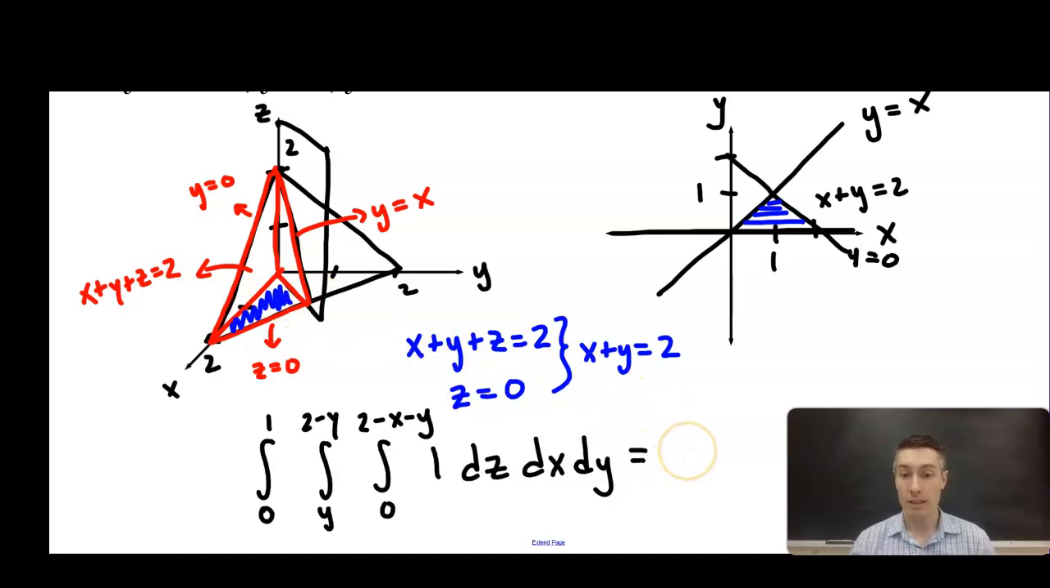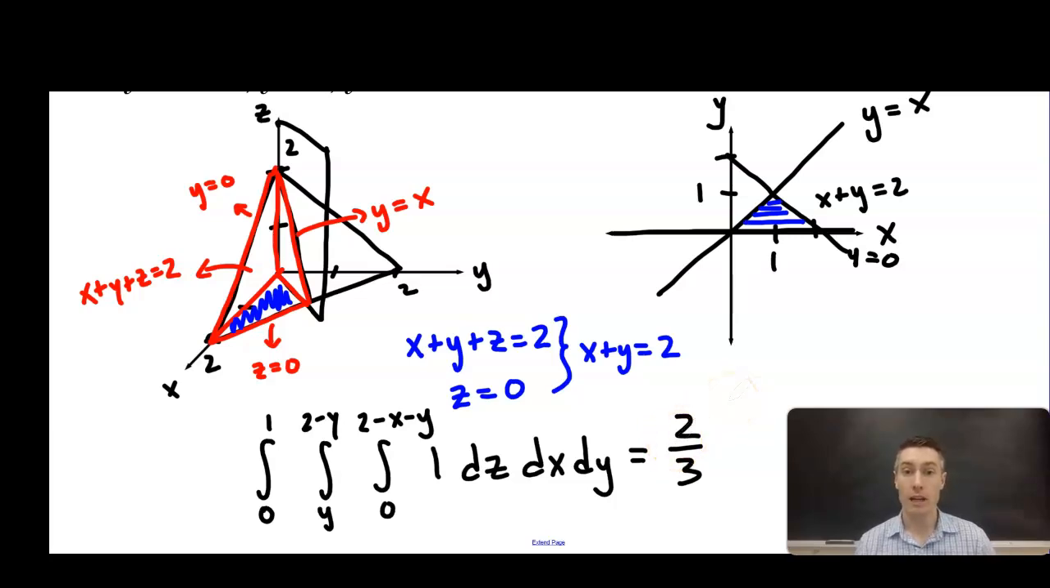Now in this case, we're going to skip over the steps of integrating, and I will tell you that the volume is going to be 2/3. So use this example to practice with your integration techniques, but I think in this particular example, focusing on the bounds and the setup is important.